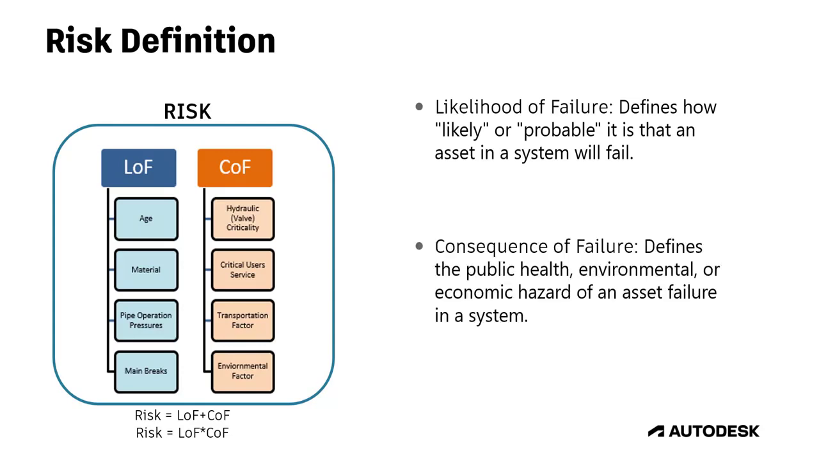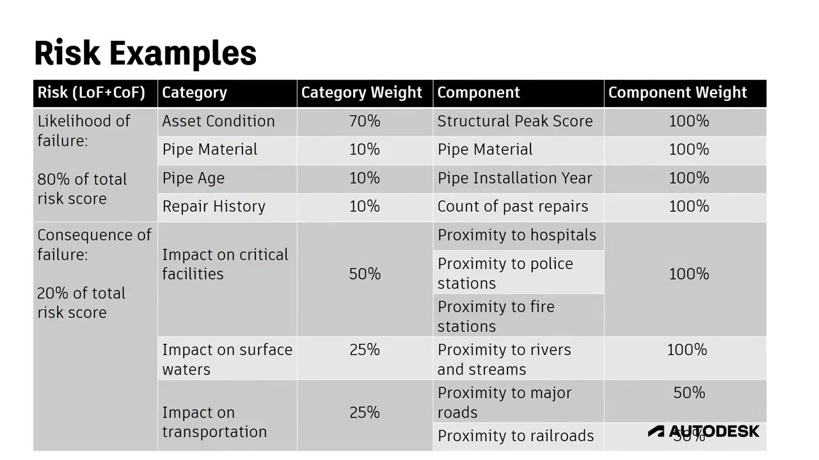On the other hand, consequence of failure defines the public health, environmental, or economic hazard of an asset failure in a system. Some examples might be the proximity of the asset to a major road or the proximity to rivers or streams, which will cause a high severity pollution event. Let's look at an example of a risk breakdown for different LOF and COF categories, which might be comprised of one or more components. In this example, the risk will be calculated as the summation of the total likelihood of failure, which will have an 80% weight of the total risk score, and the total consequence of failure score, which will have a total of 20% weight of the total risk score.